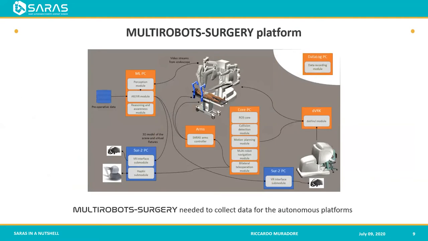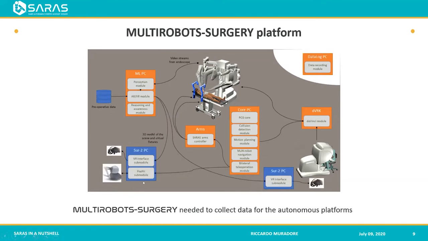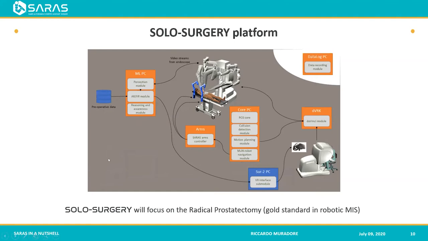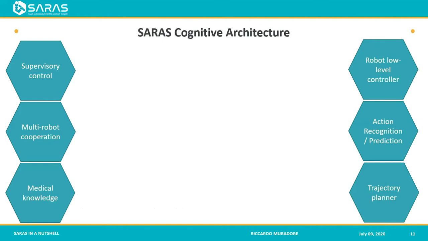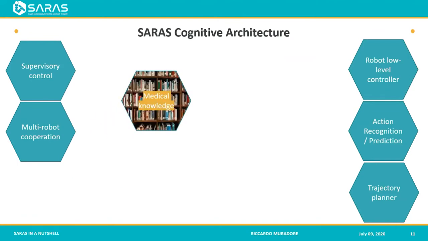So this is the architecture, so it is quite complex, but I don't want to go through this detail, because these are not important today, but I would like only to show you the difference between the multi-robot surgery, where on the bottom left there is all the hardware and software that are needed by the surgeon, the assistant surgeon. And then this is the solo surgery platform, where you see this part disappear, because now it's SARAS that controls directly the arms.